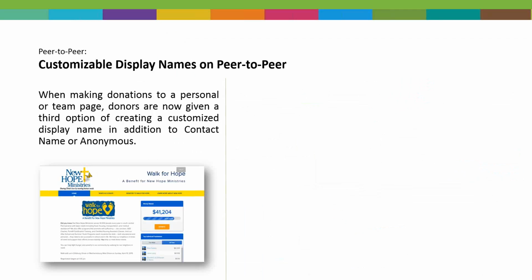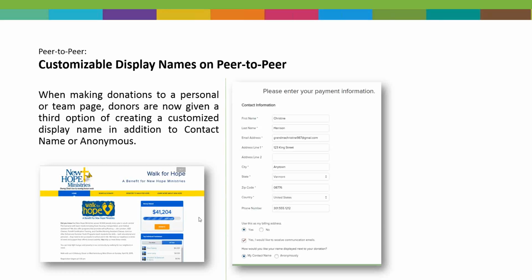But here's an example of one of our clients, New Hope Ministries, and their peer-to-peer page. What Customizable Display Names does is it allows the donor to customize the name that gets displayed. I'll show you what I mean. So they go to donate, they click on the donate button, and that takes them to the form they fill out. So you see they have first name, last name, email, and such.